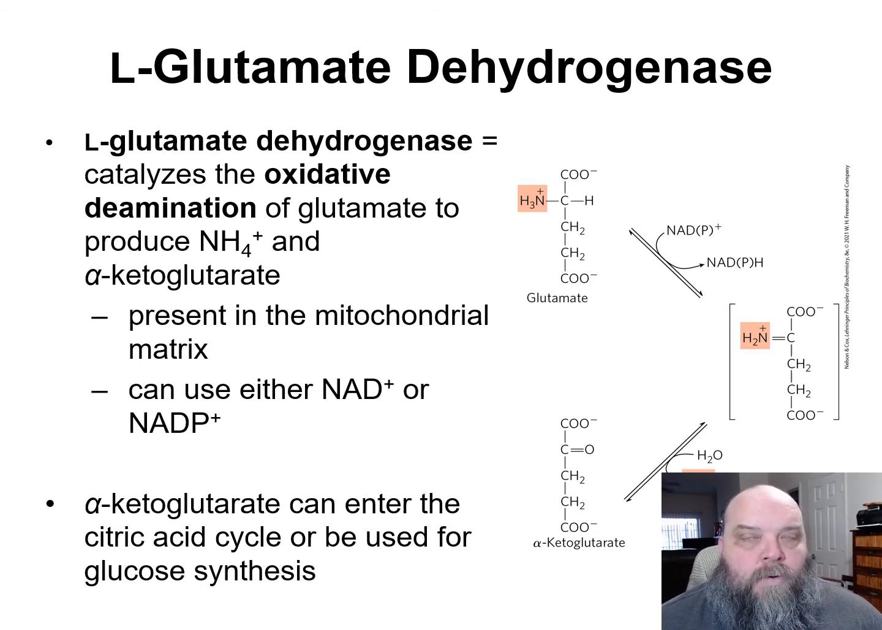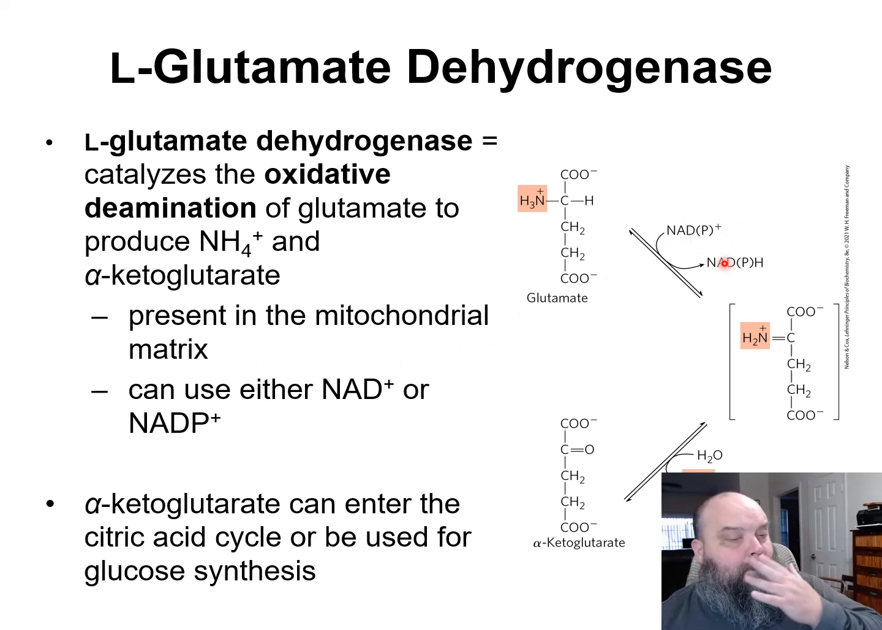Okay. Well, we're going to use what is referred to as L-glutamate dehydrogenase. Okay. It's an oxidative deamination of glutamate to give us ammonia and alpha ketoglutarate. Oxidative deamination. This enzyme's in the mitochondria, and it's going to utilize NAD or NADP. All right, so how's this working?